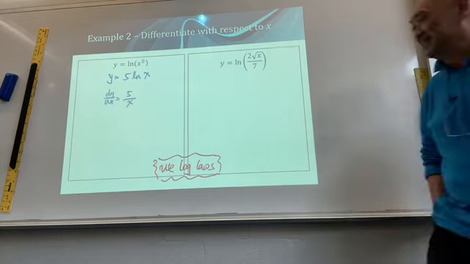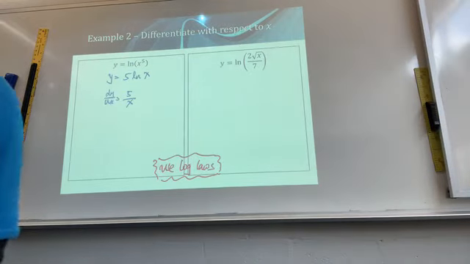Try the next one, please. Use the log laws. Same thing. Yeah, it is the same. Use the log laws.